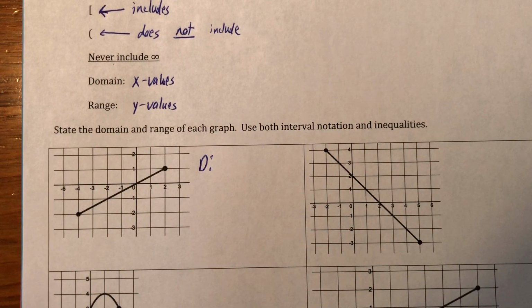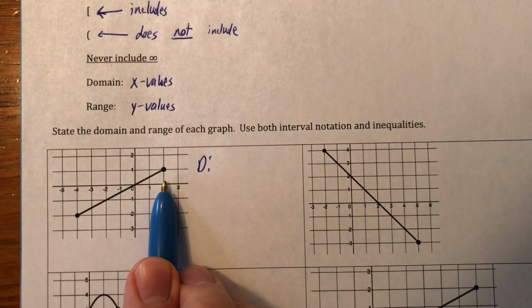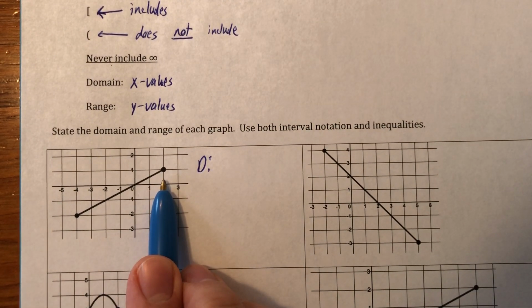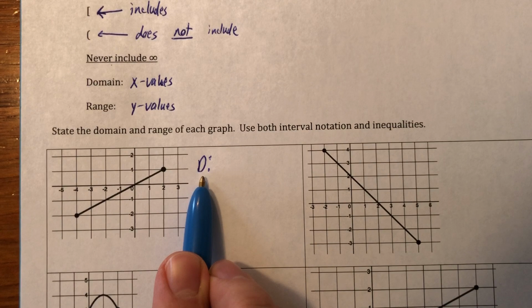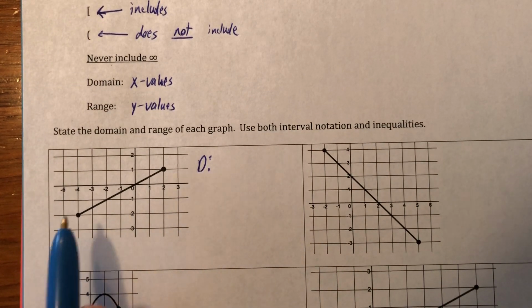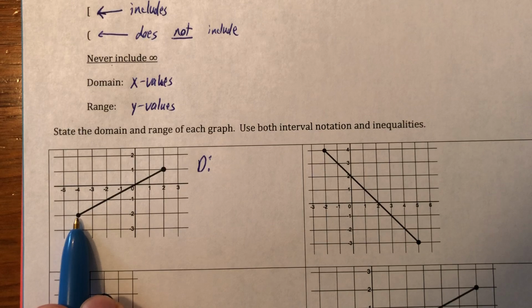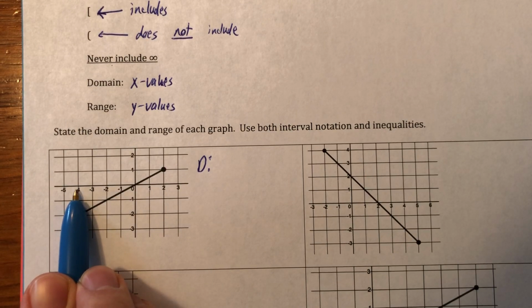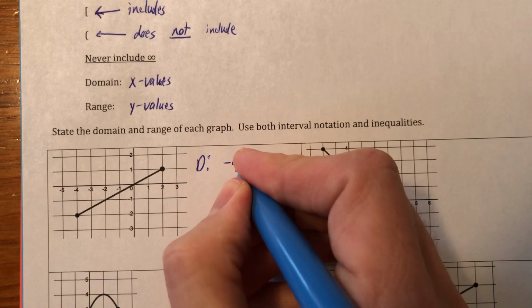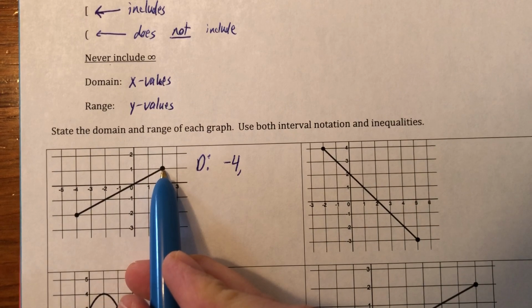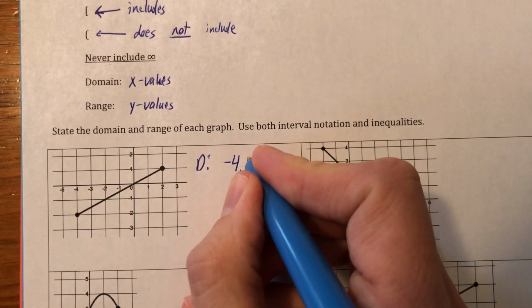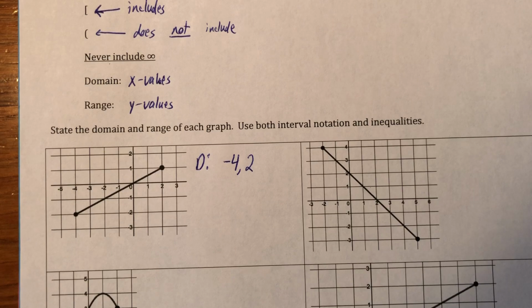As I look at this graph, which is a short little line segment, it starts here and it ends here. Where does it start and where does it end? In this context with domain, I'm referring to x values. So at what x value does this start? Let's look on the x-axis. -4, comma. And it ends here. At what x value does it end? 2. Done.